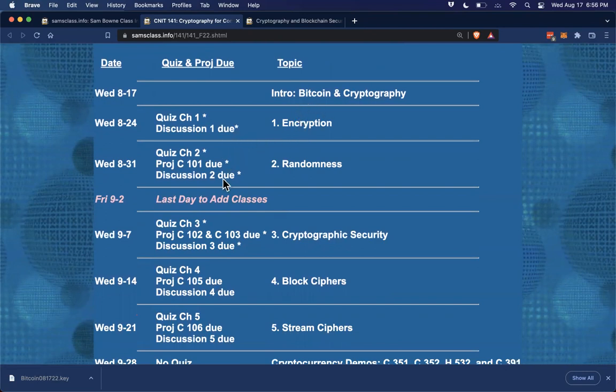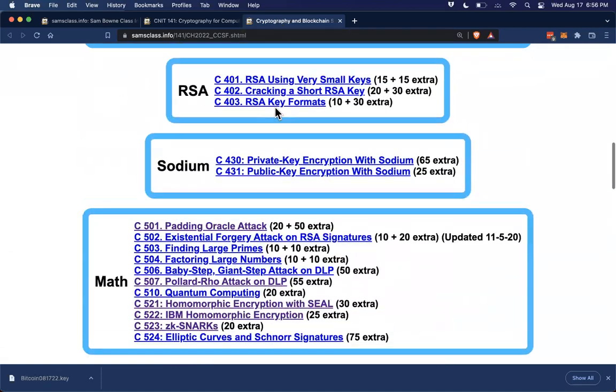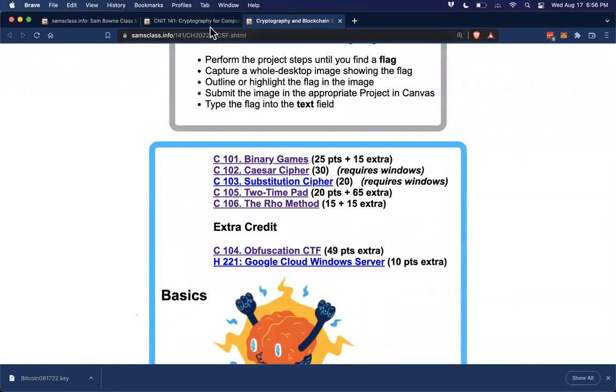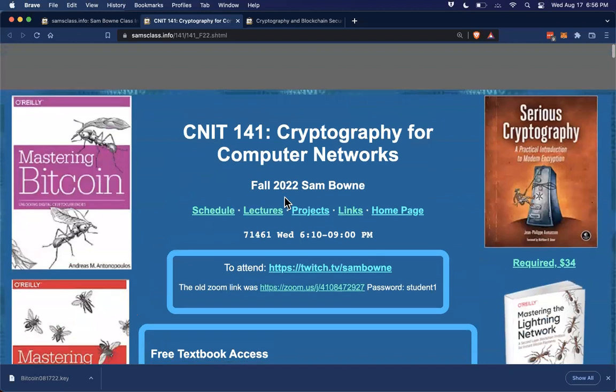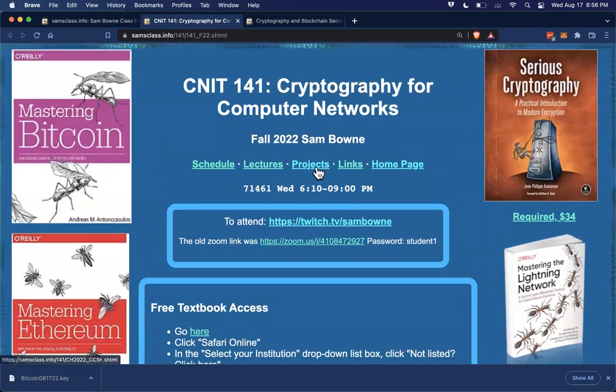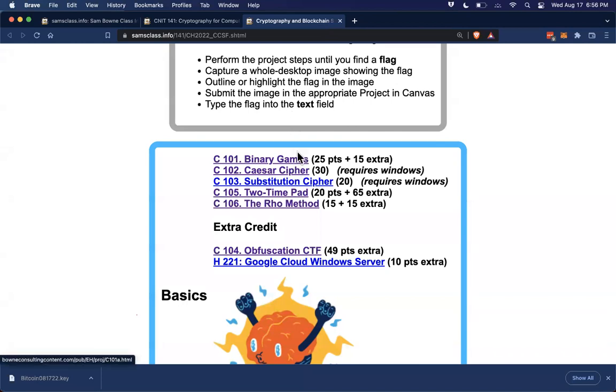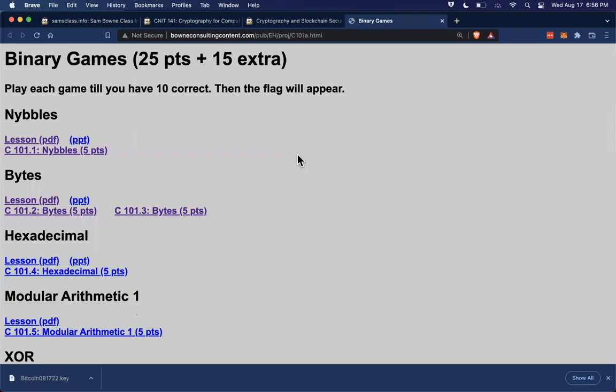And then projects will appear. You should get started on the projects. And the first one is C101, which is binary games. The only thing, much in the way of actual math in this class. We're not going to do the fundamental math behind these cryptographic techniques in any great detail. We're just learning how to use them. The projects are linked at the top of the class page, and they're here. And C101 is here. And that's binary games.